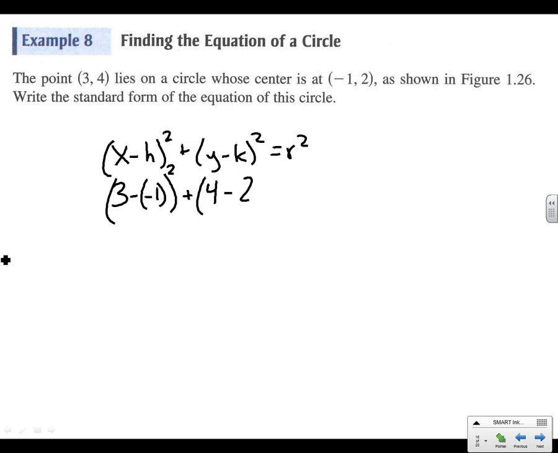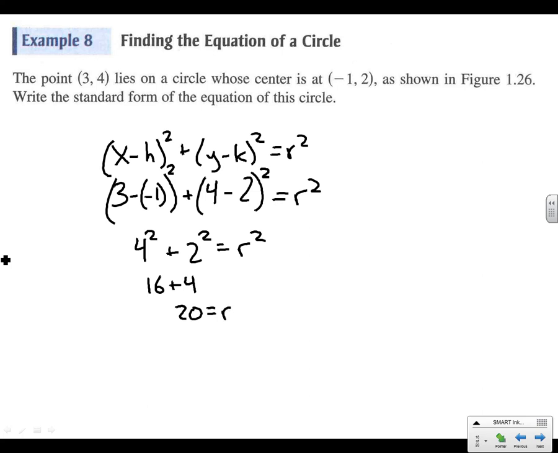2 is the y value at the center, so that's k. All right, and we need to figure out the radius. They don't tell us, but we could figure it out. 3 minus -1 is 4. 4 minus 2 is 2. That's 16. That's 4. That's 20.